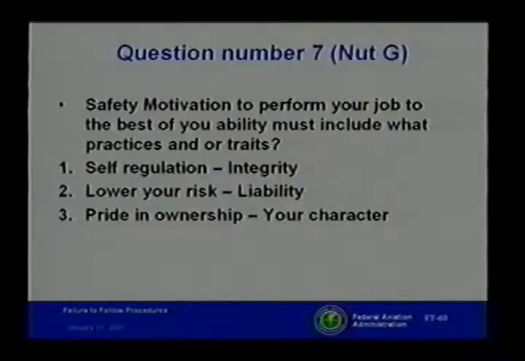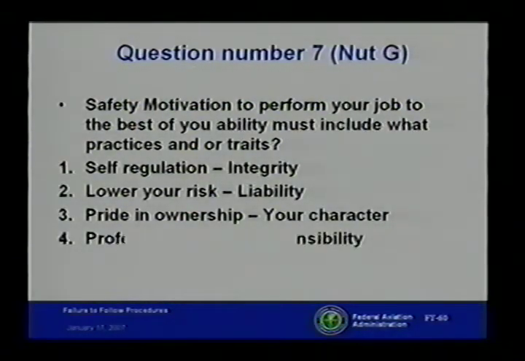I'm not hearing anything from this group back. You want to? Responsibility? Okay, that'll come up later, I guess. The lower your risk through the liability of it. Take pride in your ownership, your character. This affects your character, pride of ownership. And there's the responsibility part, the professionalism that goes into it.